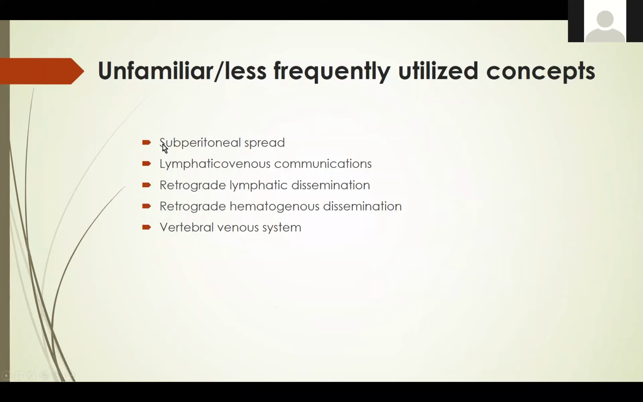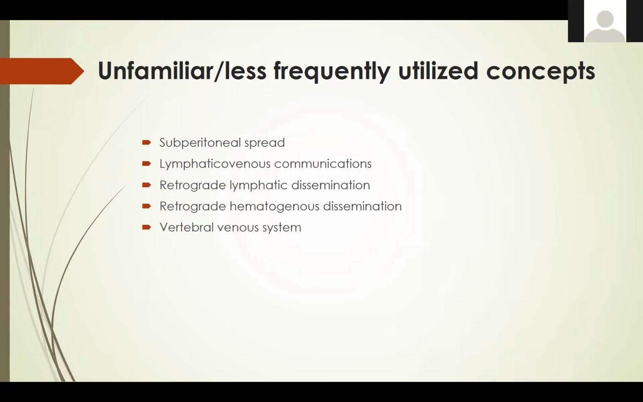The unfamiliar concepts that I have introduced probably are subperitoneal spread, lymphatic or venous communications. We know them, but we don't use them that much. We all know that the thoracic duct drains into the junction of the SVC and IJV, but we don't think about lung metastasis after that frequently. And then retrograde lymphatic dissemination, retrograde hematogenous dissemination, vertebral venous plexus. These two, retrograde lymphatic and hematogenous, we don't think of very often.